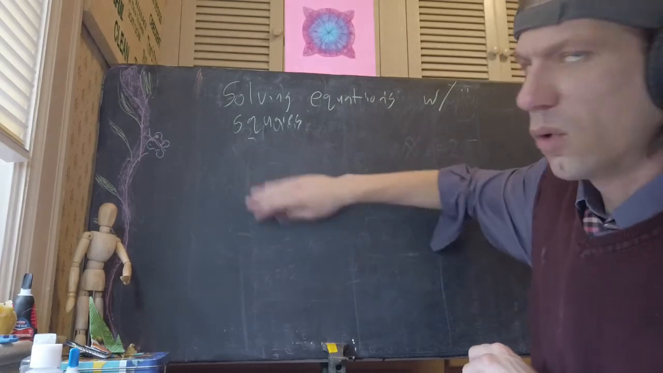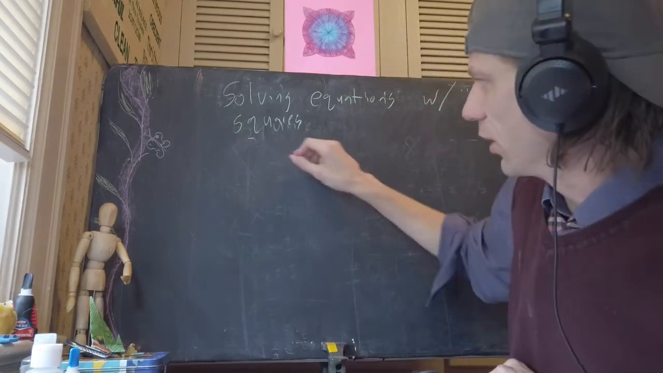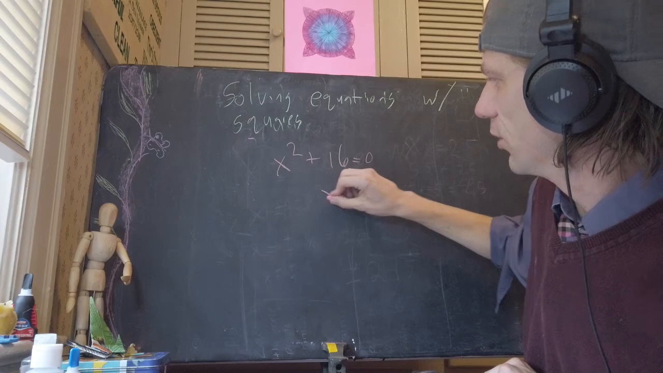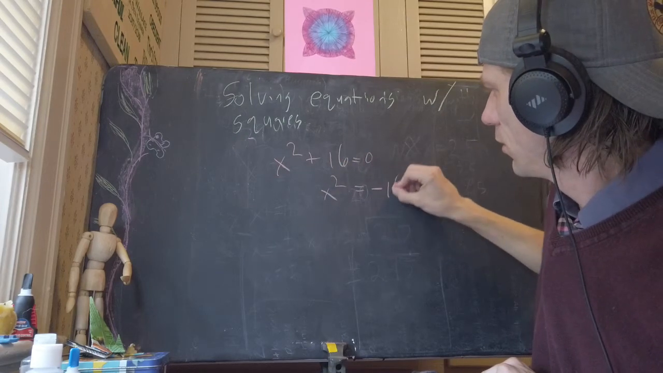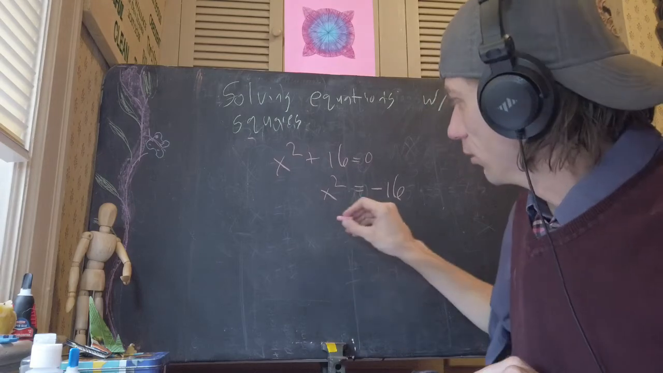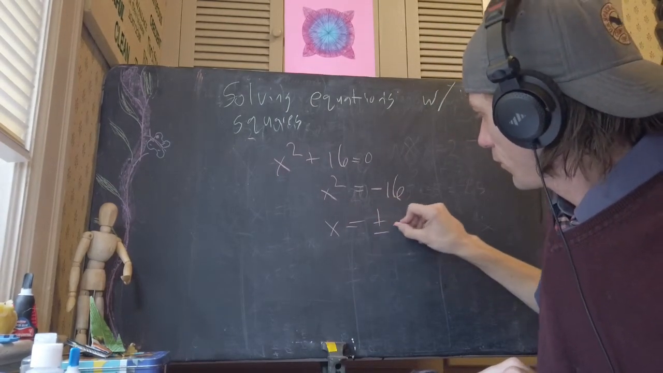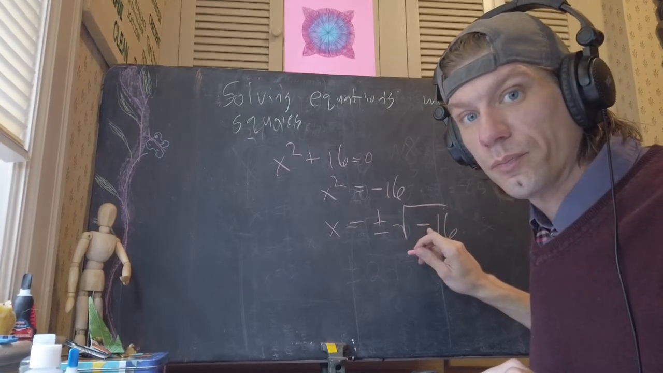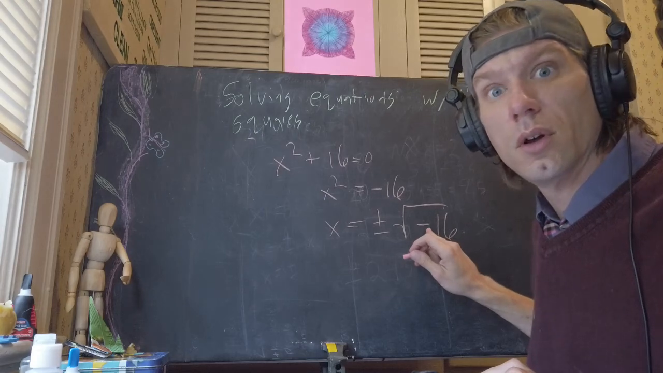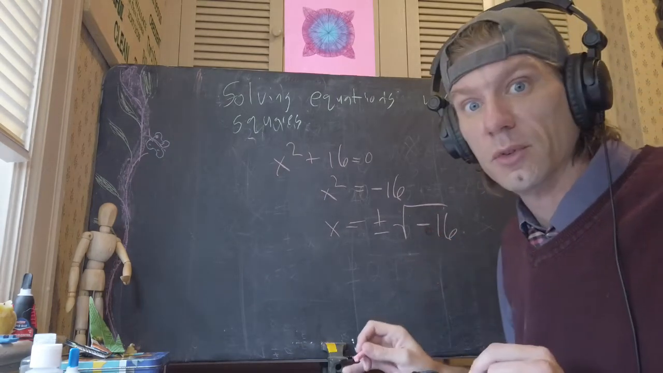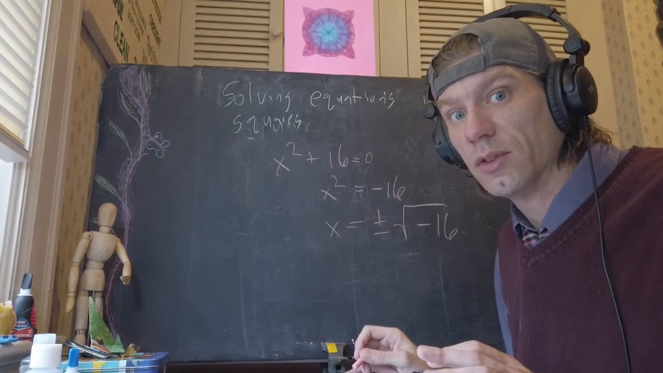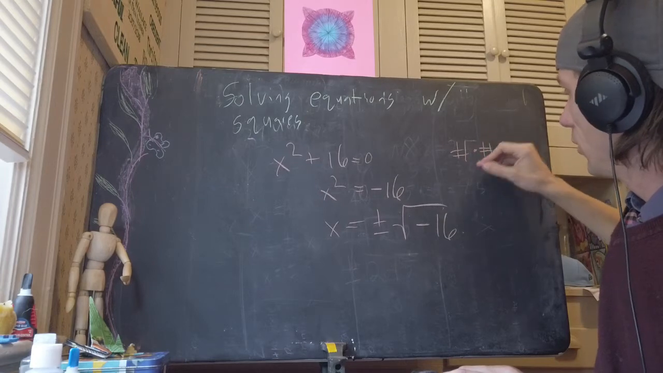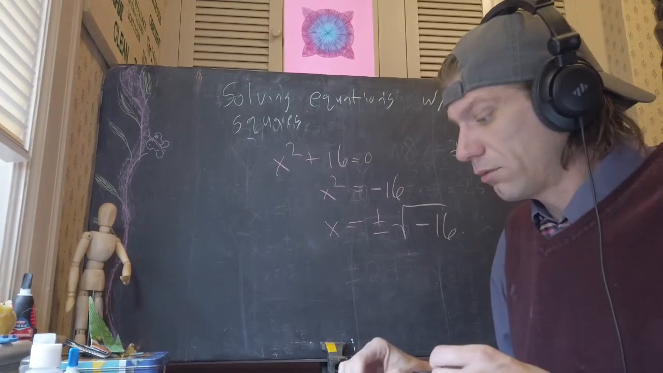Now, what about if it's like x squared plus 16 equals 0, right? We bring our 16 over. And then we take our square root, right? This is a conundrum. This negative here. Because a negative times a negative is a positive, and a positive times a positive is a positive. So there's no number, we need some number times itself that gives us negative 16, right? We don't have that.